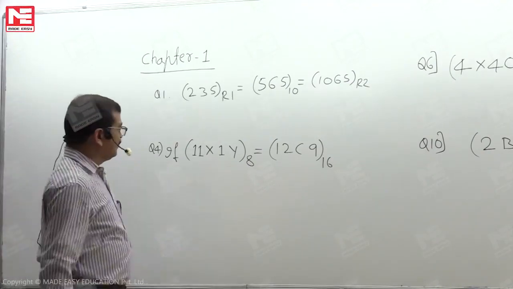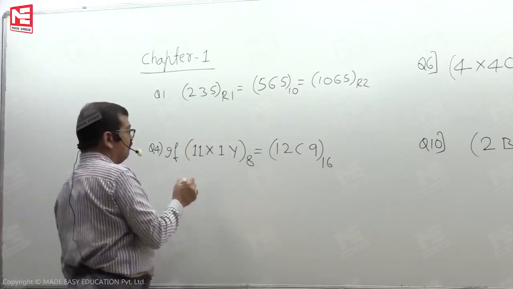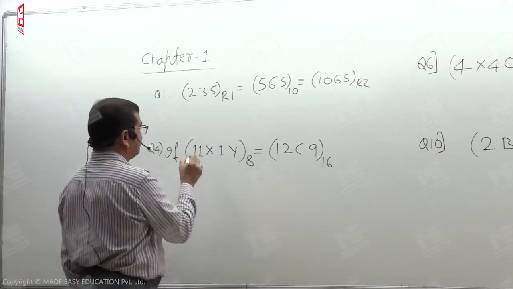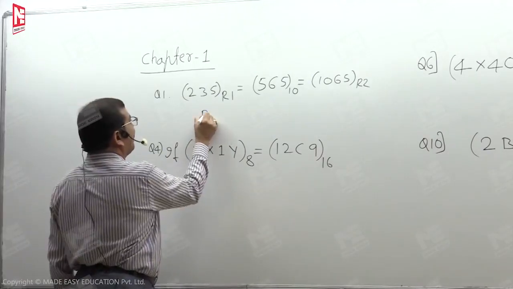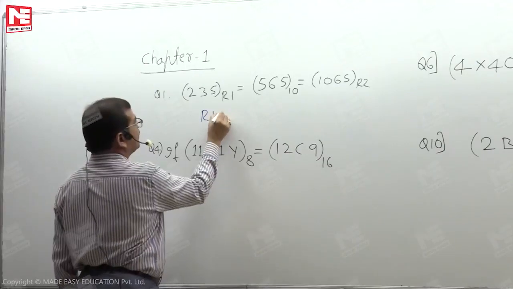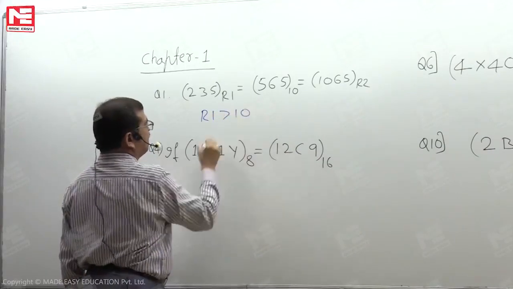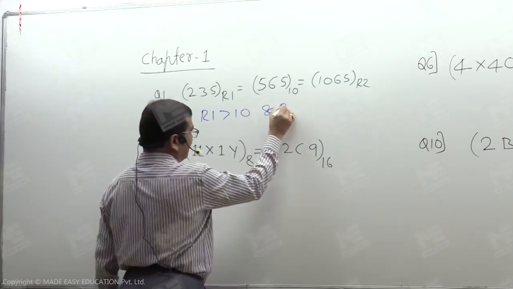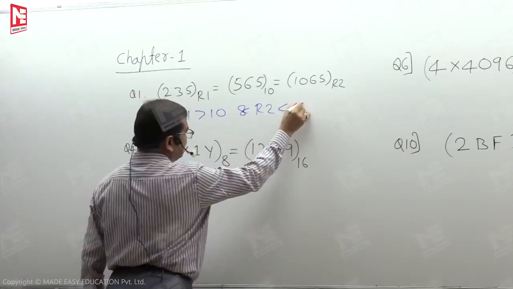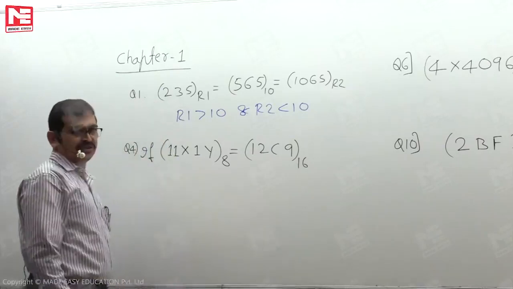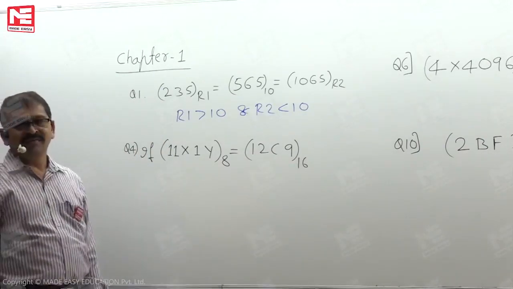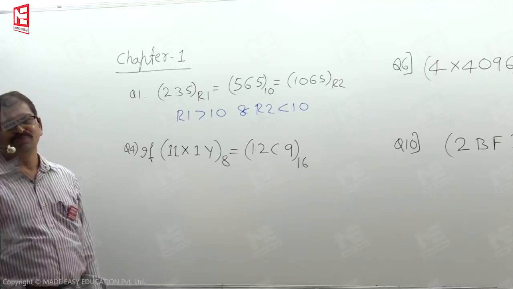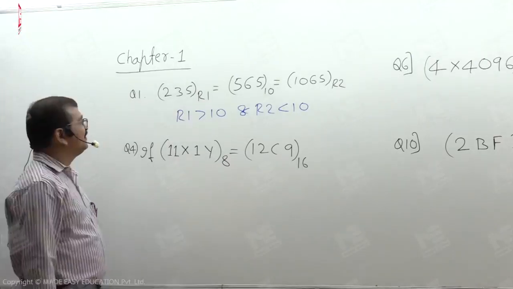While looking at this, we must be able to conclude that R1 must be greater than decimal 10 and R2 must be less than decimal 10. This is the conclusion we are supposed to reach. Let us see how this comes about.